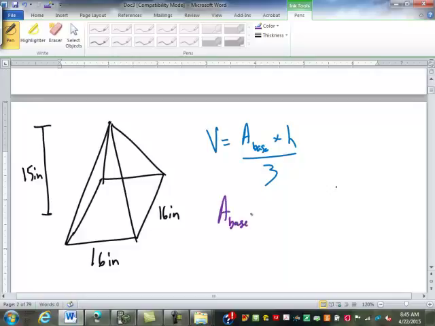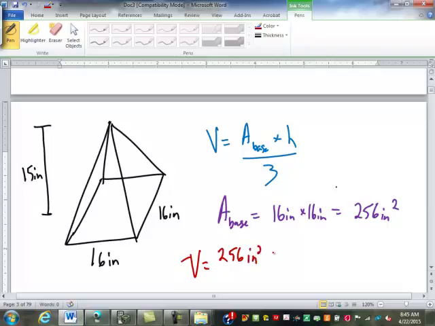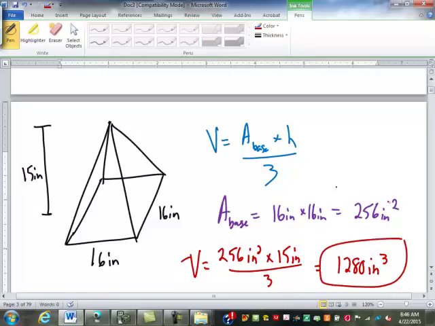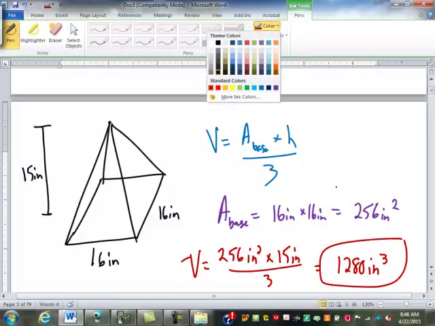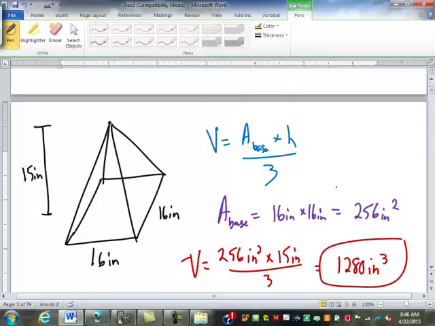So the area of the base here is just going to be 16 inches by 16 inches, otherwise known as 256 inches squared. Which means our volume is 256 inches squared times 15 inches of height, but we got to divide by 3. Multiply that out, that should give us 1,280 inches cubed as our volume. Do you concur? Okay. But you got to divide by 3.